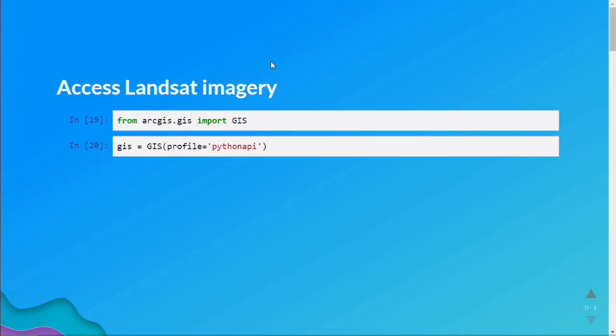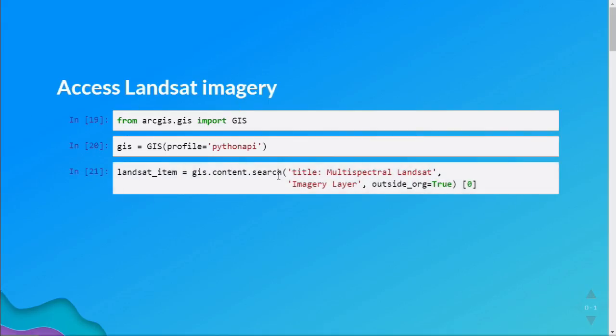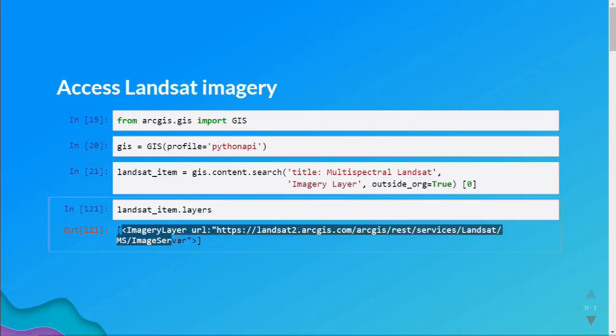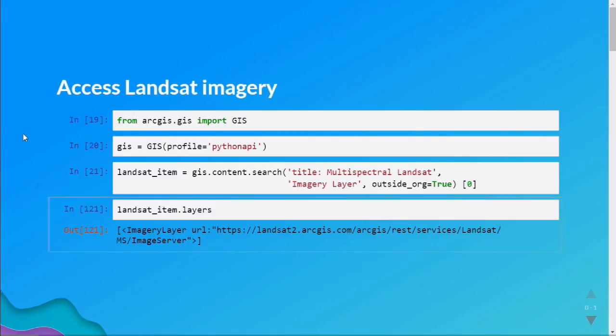We'll look at imagery and raster analysis. It works similar to features in the sense that I'm searching my GIS. At this time, I'm searching for the Landsat layer, and I've told it that it should be of type imagery layer. So I get the first item. On that item, we've got layers. So similar to the feature layer collection item having layers, this also has layers. In the case of imagery layer, you only get one layer.